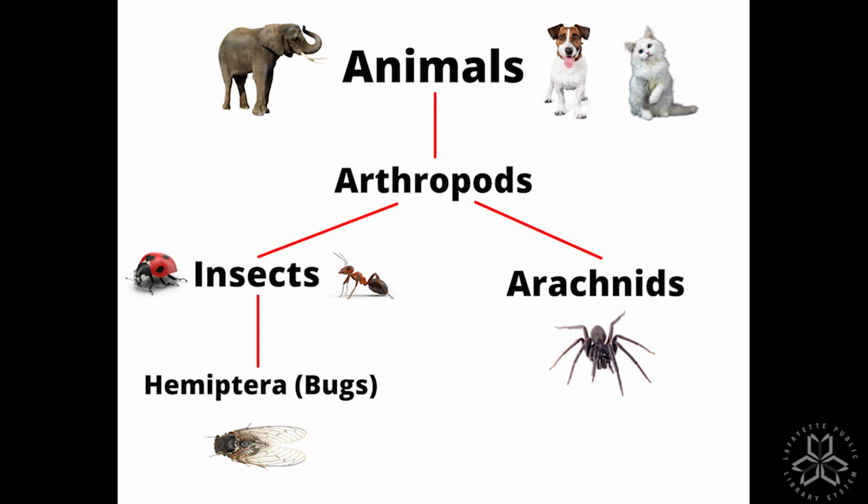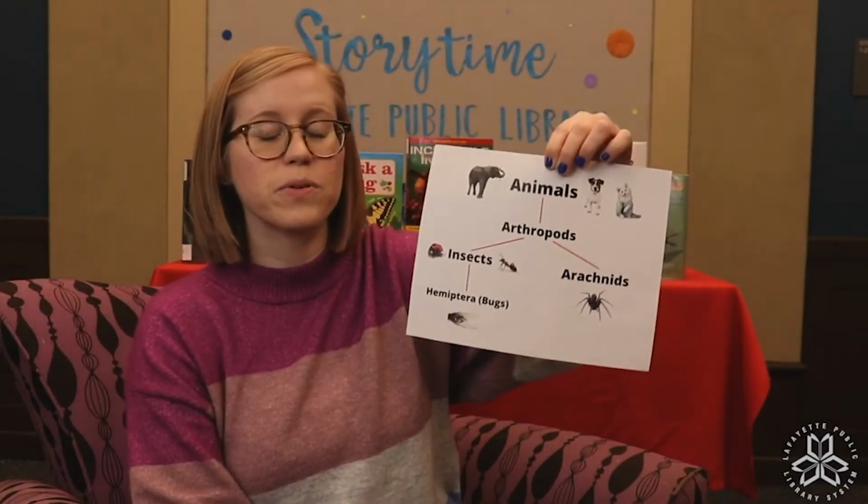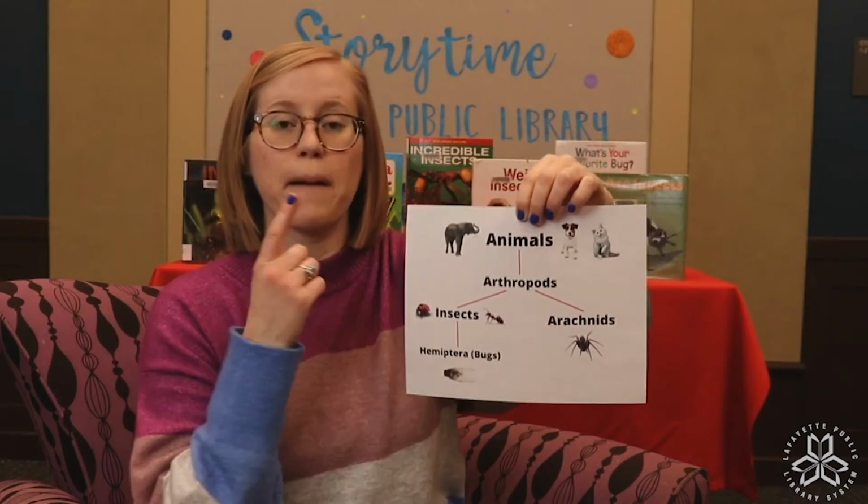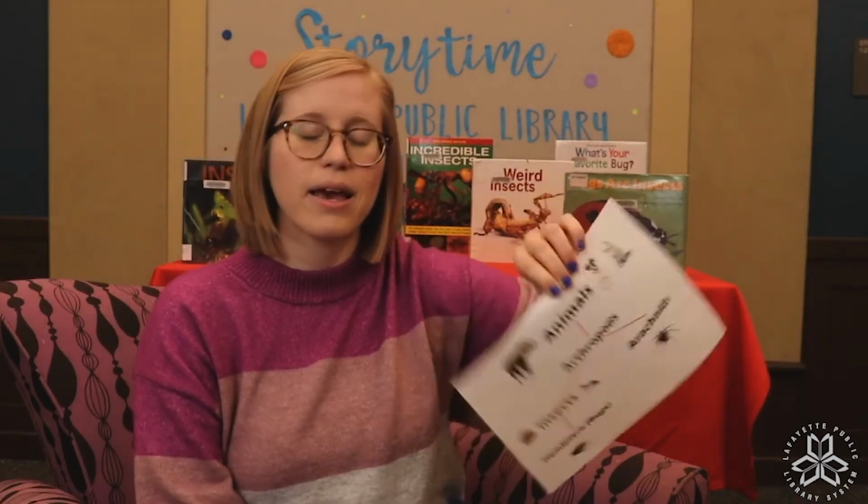Now, insects have a lot of different subgroups just like arthropods, but the one we are focused on today is Hemiptera, or true bugs. So insects include things like ladybugs and ants and honeybees, while Hemiptera include things like cicadas. And the biggest difference between insects and true bugs is that mouthpiece known as the stylet, and the stylet allows the true bug to sap juice and blood from other animals.